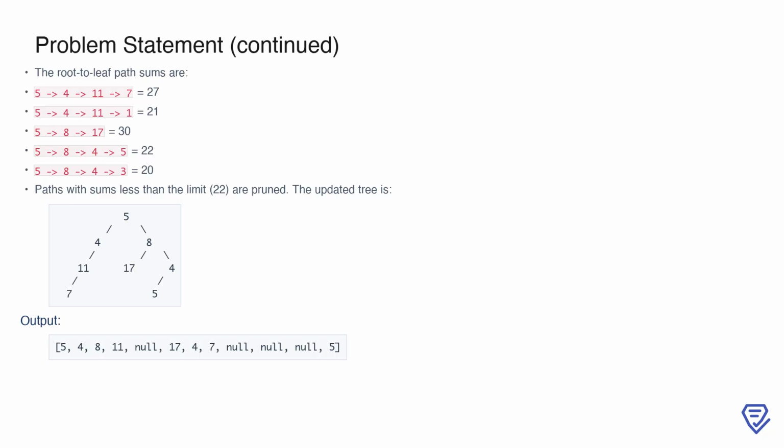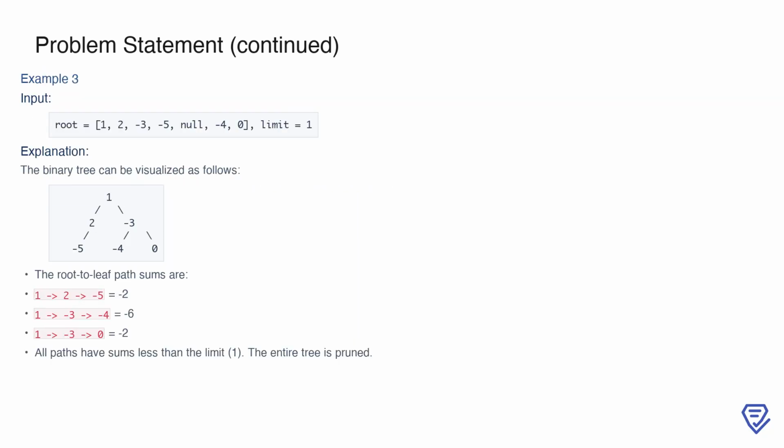5, and 3. Calculating the root-to-leaf path sums, we find that paths like 5-4-11-7 and 5-8-17 have sums greater than or equal to the limit, so they remain intact. However, paths like 5-4-11-1 and 5-8-4-3 have sums less than the limit and are pruned. This results in an updated tree that retains only the valid subtrees.